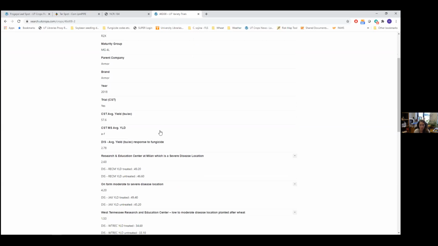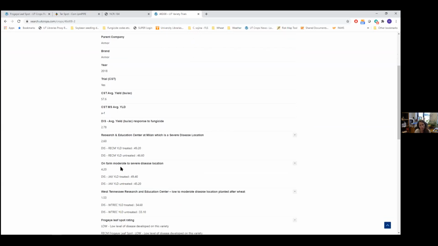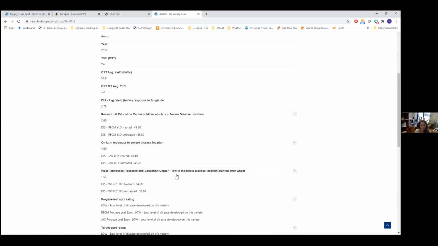Again, if you click on the actual variety, you can dive into the information a little bit more. So that's on average across all locations. But here you can see at Milan, where it's always a severe disease location and it doesn't necessarily yield as high as other locations, you had only a 2.6 response. But here on an on-farm trial, which had moderate to severe disease, it responded 4.2. And then here, where we had a low disease pressure location and it was planted after wheat, it was only 1.5.